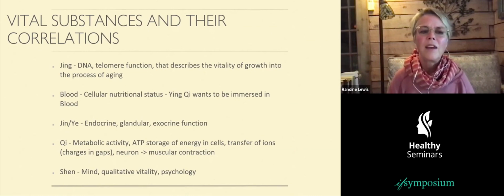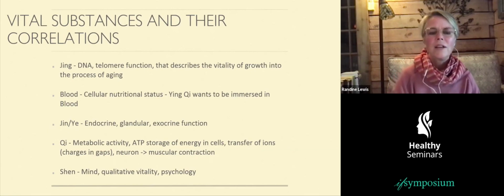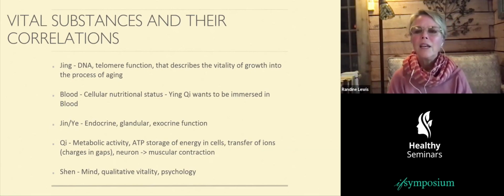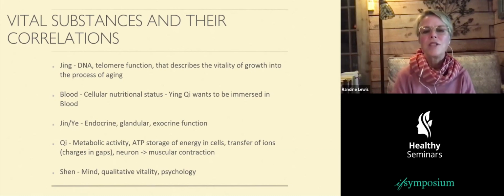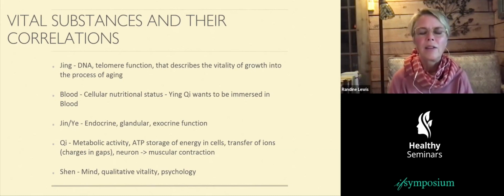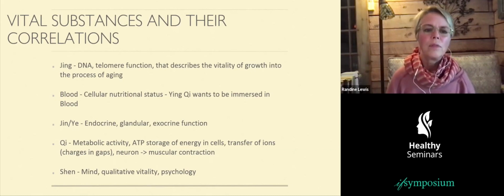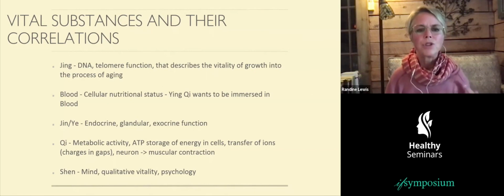Jinye we can define as endocrine, glandular, and exocrine functions, that have all kinds of background behind that one. And then Qi can be defined as metabolic activity, ATP, storage of energy in the cells, the transfer of ions, the charges in the gaps through which the neuron causes a muscular contraction.